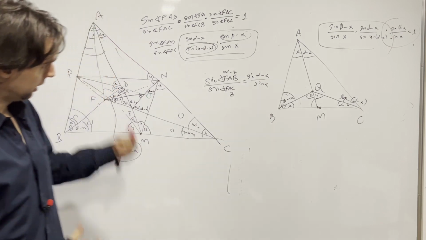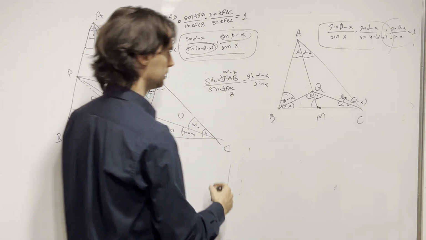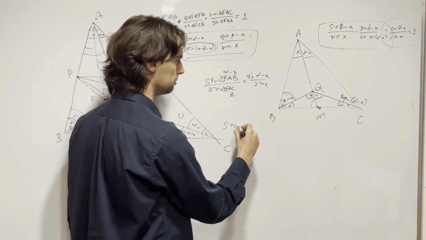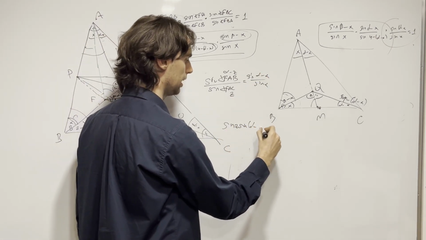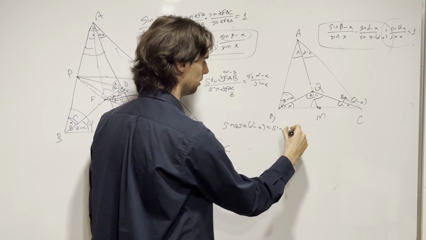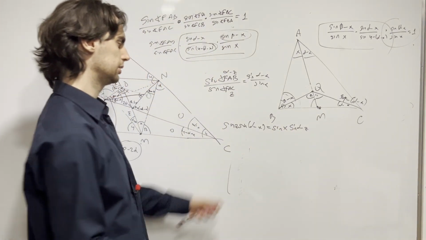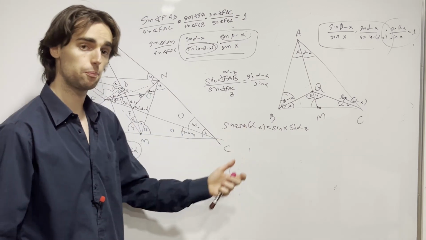Now let's call FAC z. This is alpha minus z. Now just to prove the lemma, we have this. And now what happens when you multiply these through? You'll get sine of z times sine of alpha minus x is equal to sine of x times sine of alpha minus z.